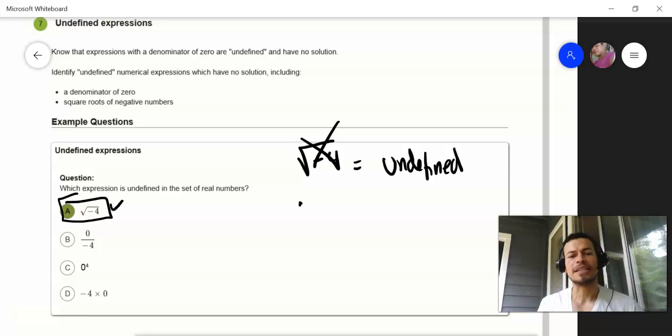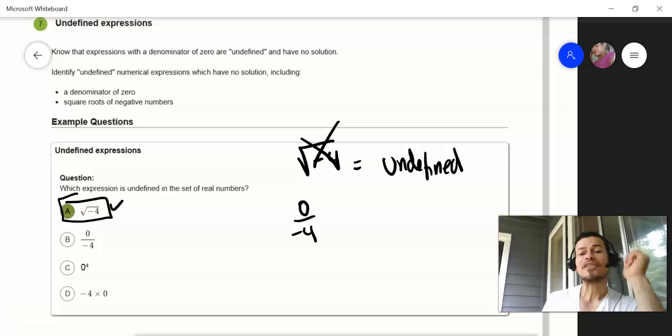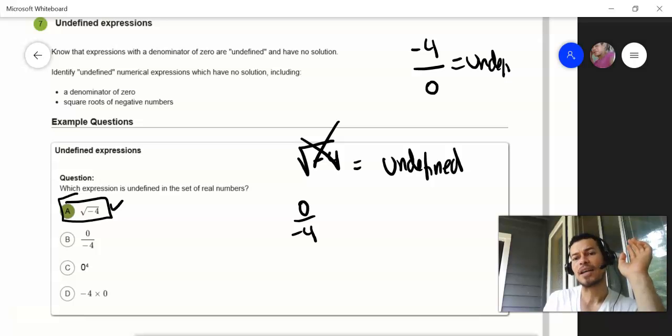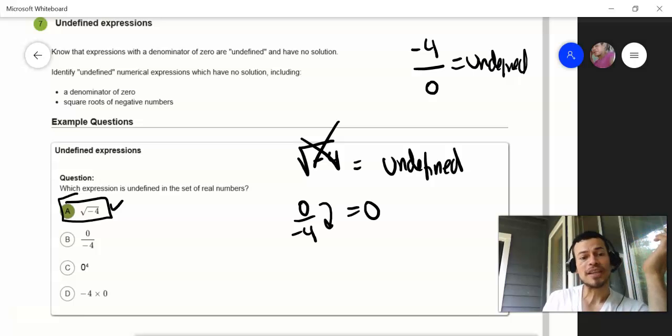So now let's see, 0 divided by negative 4. Remember, I told you that something is undefined when it's divided by 0. If I had, for example, negative 4 divided by 0, that is undefined. But you can divide 0 by a number, and that gives you 0. So this expression is not undefined in the set of real numbers, so this is not the right option.